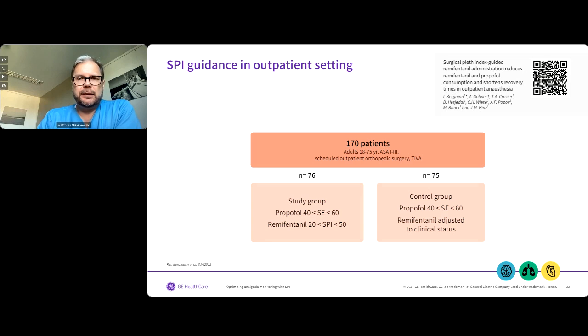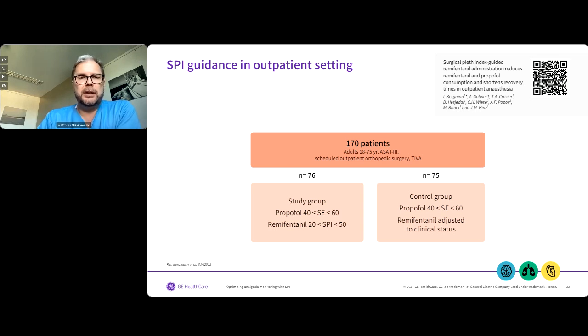Which patient do I suggest the monitoring for the most? This may be surprising for you. I suggest it most for healthy patients in the outpatient setting, ambulatory anesthesia, because I think due to the monitoring of the hypnotic and the antinociceptive effect, your processes are much faster and much more efficient.